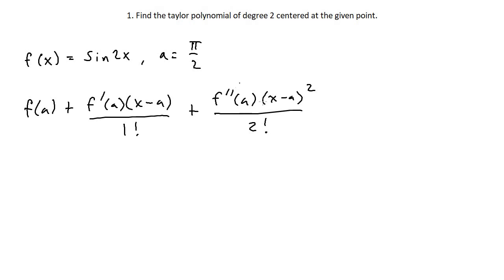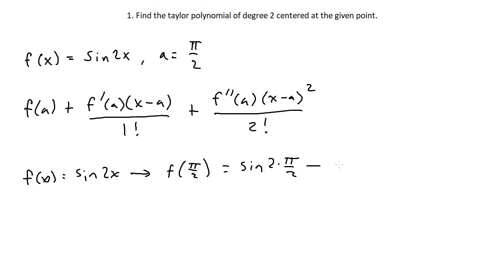Now notice how we need to evaluate f of a, f prime of a, and f double prime of a. So in order to do that, we just need to take the derivative. But first, in order to evaluate f of a, we can just plug in pi over 2 into our f of x function. So if f of x, once again, equals sine of 2x, then f of pi over 2 is going to equal sine of 2 times pi over 2, or sine of pi, which is equal to 0. So f of pi over 2 is equal to 0.